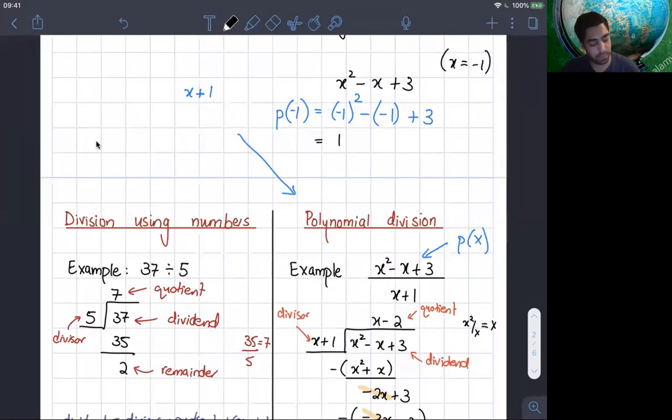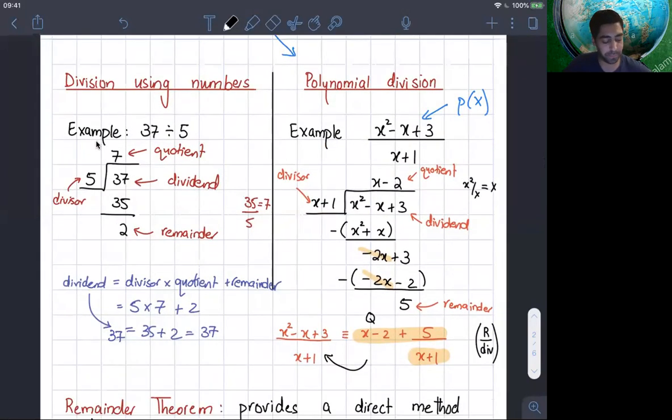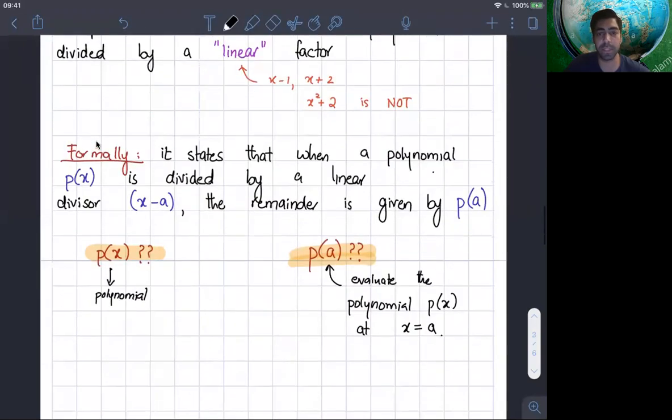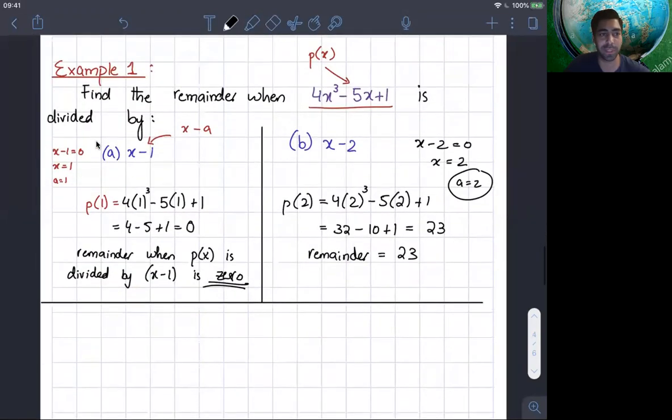So what does that give you? 1 plus 1 plus 3, that is 5. So there you go. It does work. That means it's in agreement with the polynomial division. So we've confirmed that yes, it is true. What we're doing does make sense.